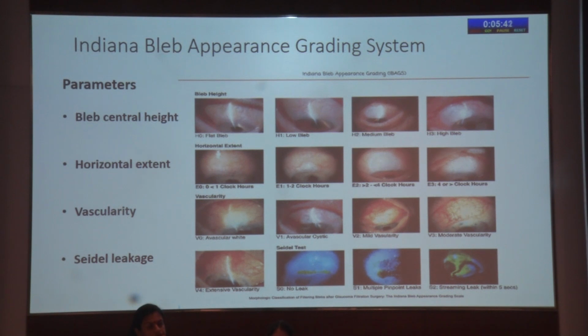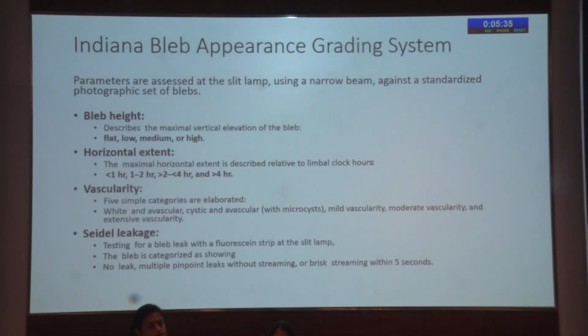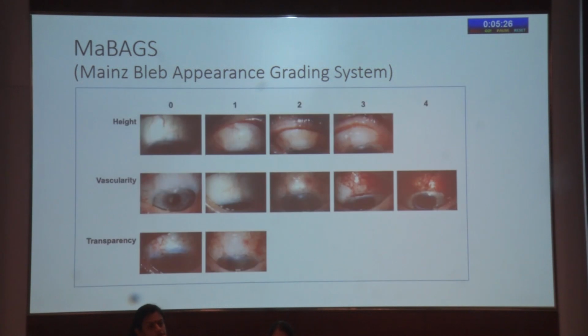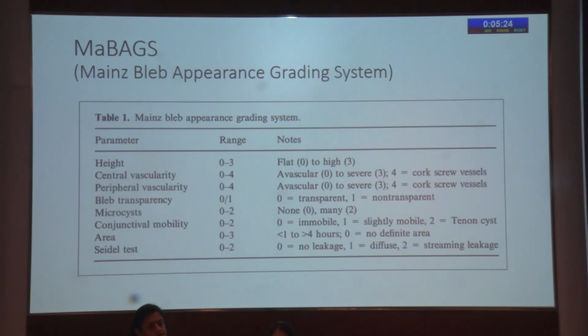The parameters used here are bleb central height, horizontal extent, vascularity, along with Seidel's leakage also. And there is a third one, the Indiana bleb appearance grading system, and the Mainz bleb appearance grading system. This also considers height, vascularity, and transparency.